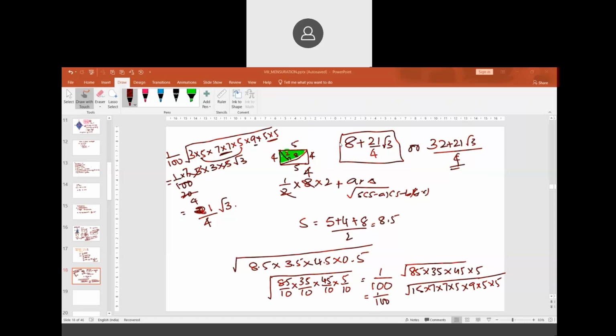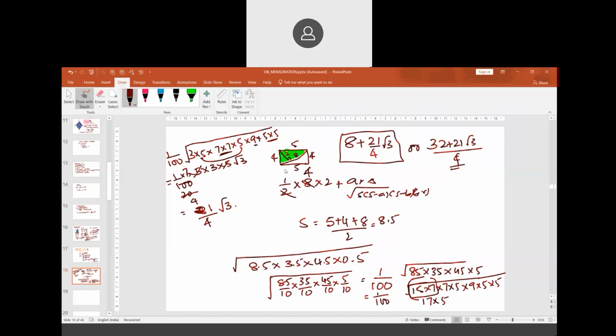Sir, 17 into 5 equals 85, sir. 17 into 5 is 85, you wrote 15 into 7. Oh, yes, sir, there is a mistake. You wrote 7 into 7 into 5 into 9 into 5? So here is a mistake. This is 17 into 5. So somewhere root 17 will be there. This 5 will be having a pair, 7 will not be having. Sir, we should take, sir.